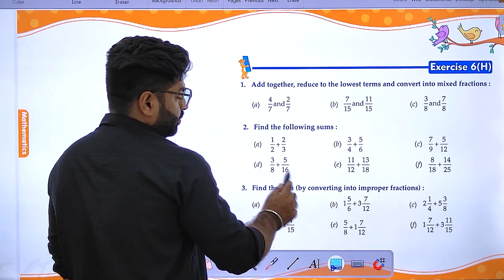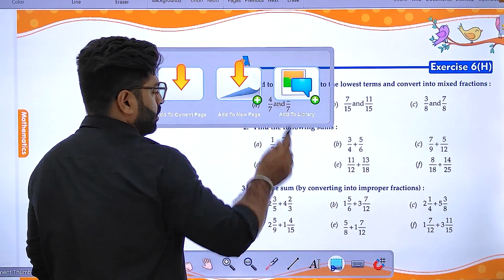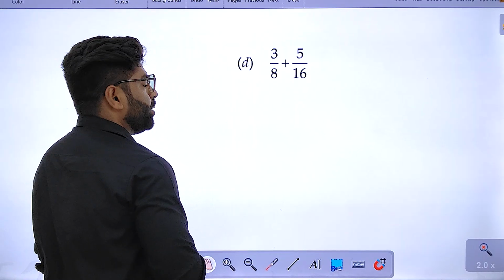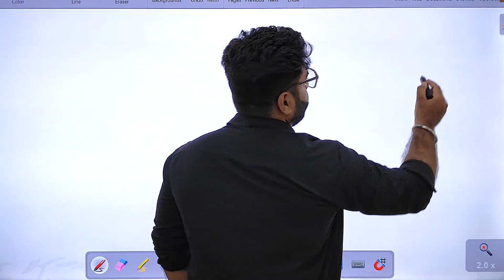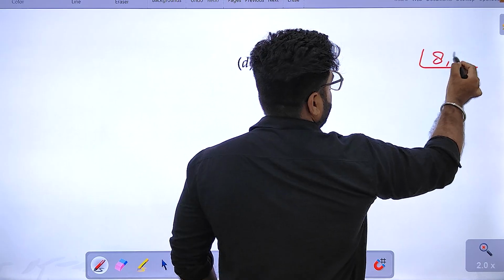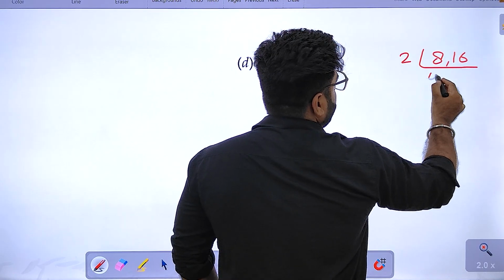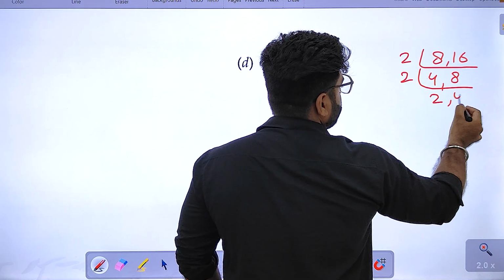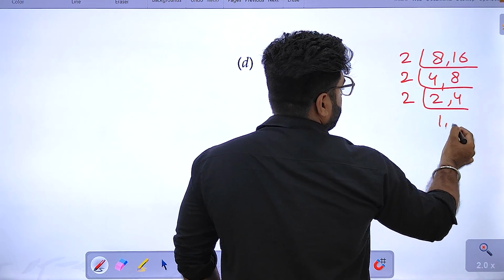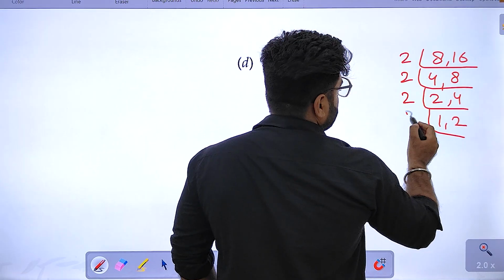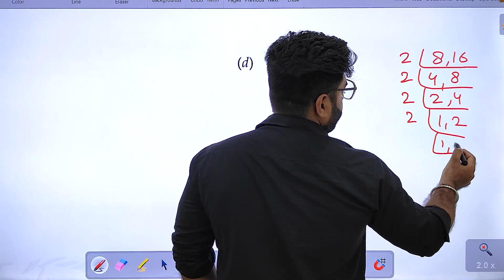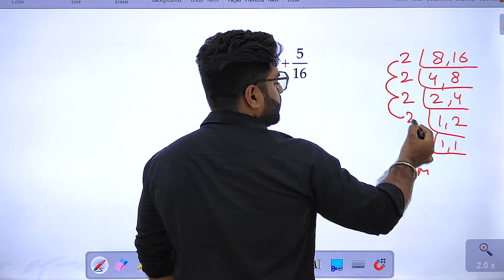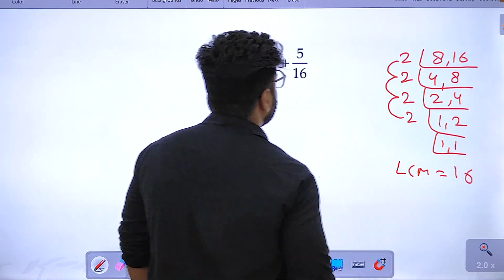So here we are having D part. These are unlike fractions. So first we are going to take the LCM of denominators. If we take LCM, here we are having 8 and 16. Divide by 2, we are having 4 and this is 8. And again 2, then this is 4. And again 2, 1 and 2, and this is 2. So here we are having LCM 2 times 2 times 2 times 2, so LCM is 16.